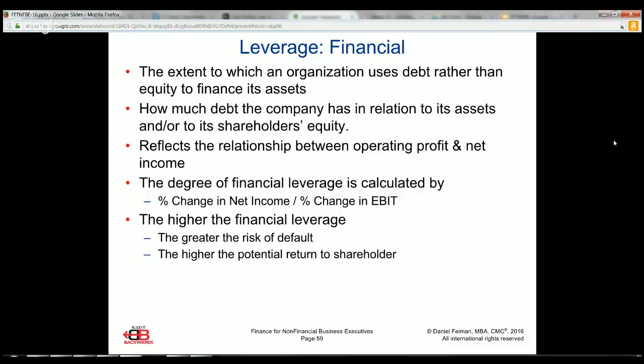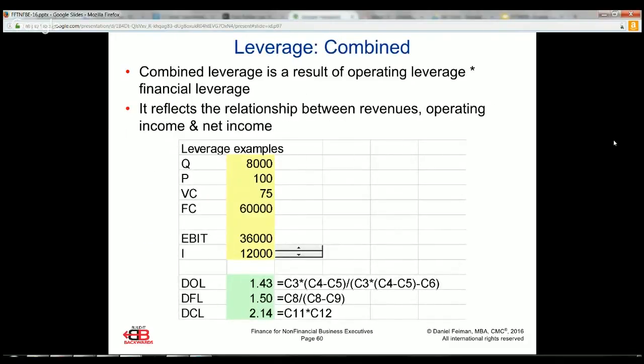Now, if we take our financial leverage and our operating leverage and combine them, what we end up with is what's called combined leverage. Combined leverage is taking literally our degree of operating leverage times our degree of financial leverage. They're multipliers to come up with what is referred to as the degree of combined leverage.